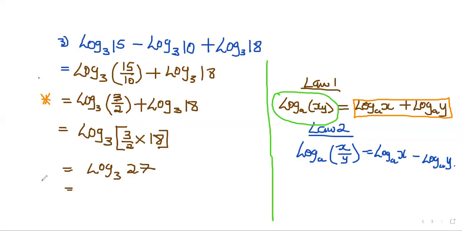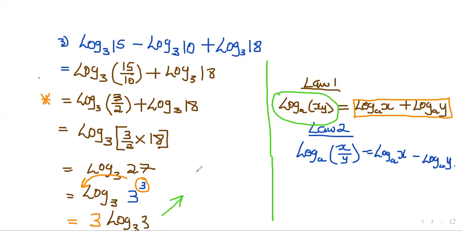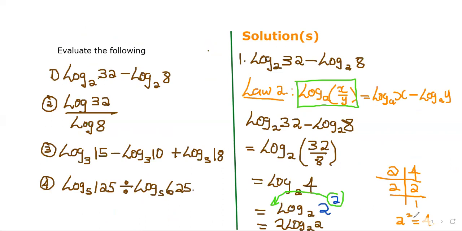Then since we're getting 27, this will be written as log base 3 of 27, and we know that 27 we can change into 3 to the power of 3. After that, we take this 3 and bring it in front. It means we'll be having 3 log base 3 of 3. Then 3 times log base 3 of 3, which gives us 1. The final answer: 3 times 1 gives us 3. So on number 3, the final answer we are going to get is 3. We're done with that one.